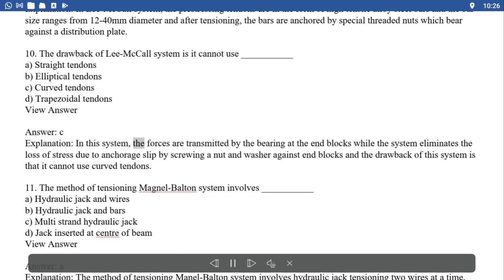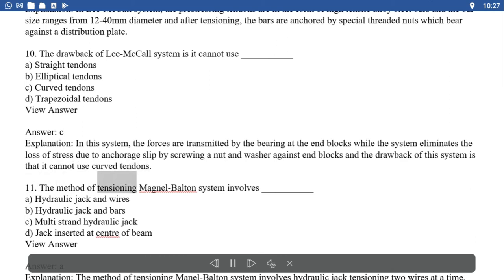In this system, the forces are transmitted by the bearing at the end blocks, while the system eliminates the loss of stress due to anchorage slip by screwing a nut and washer against end blocks. The drawback of this system is that it cannot use curved tendons.